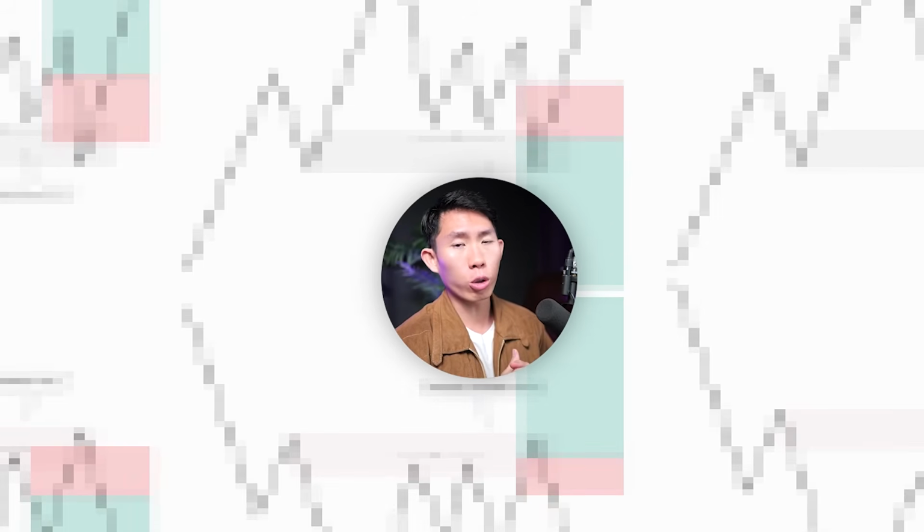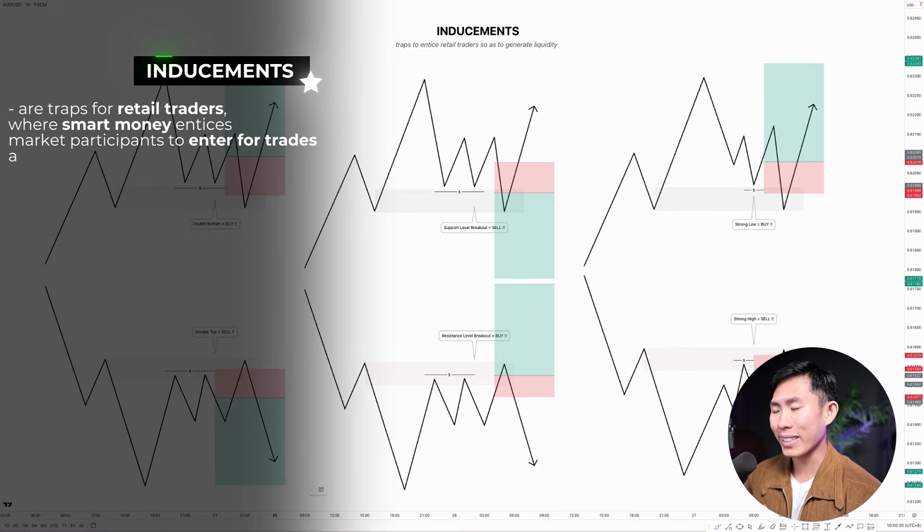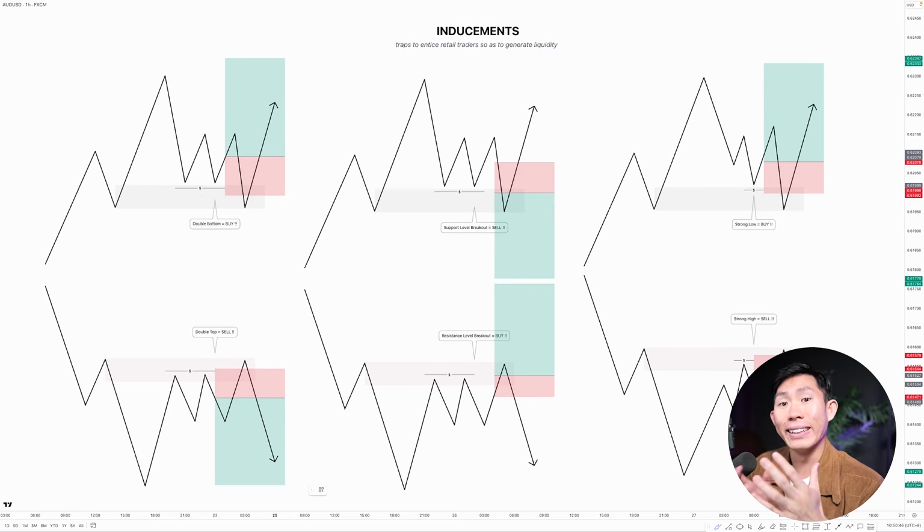First and foremost, in order to spot liquidity, you have to understand what inducements are. Inducements are basically traps for retail traders where smart money entices market participants to enter trades and transact at certain levels. In this way, smart money is able to generate a large amount of liquidity in order to fuel their large positions. They basically entice retail traders by using obvious chart patterns like double top and double bottom or support and resistance levels. Basically all these retail trading concepts, baiting them into entering the trade early.